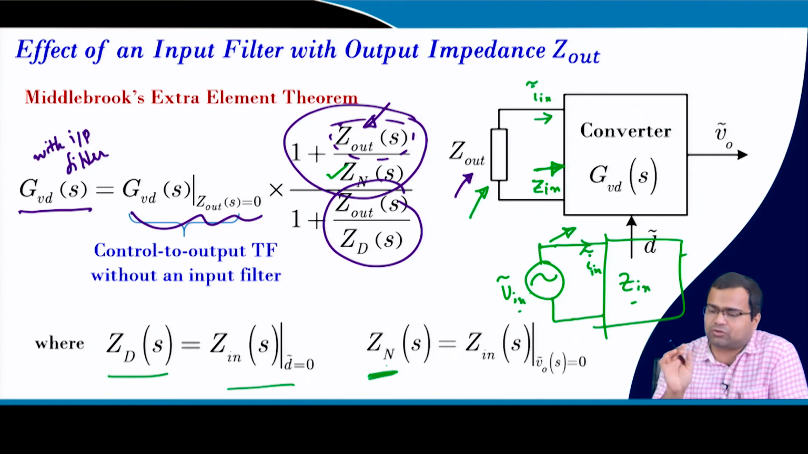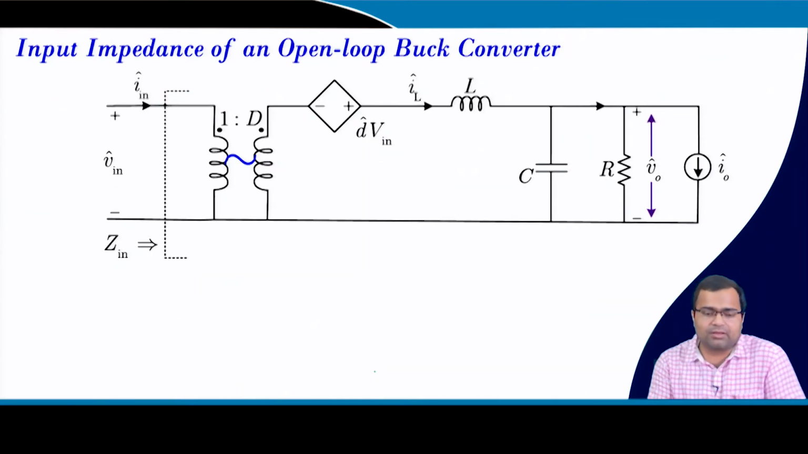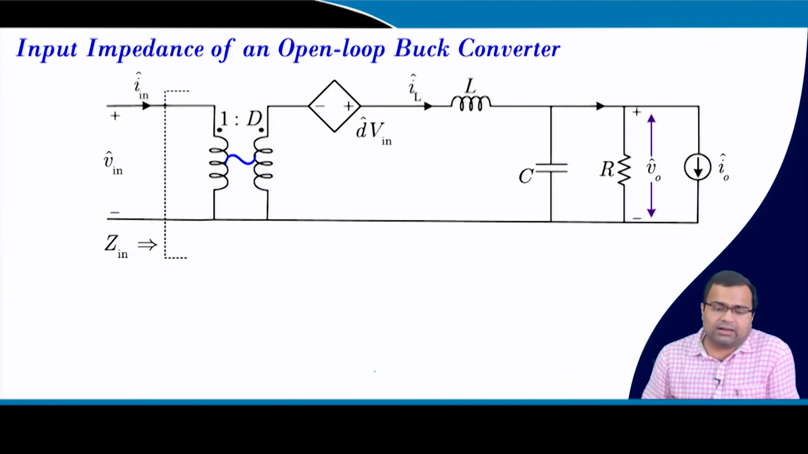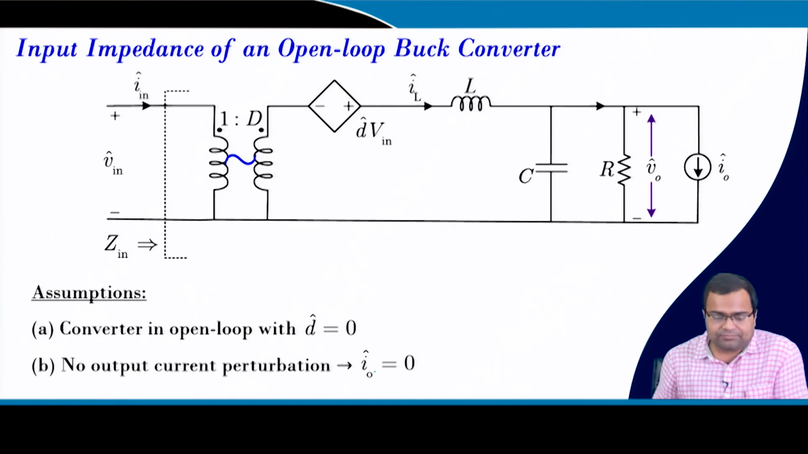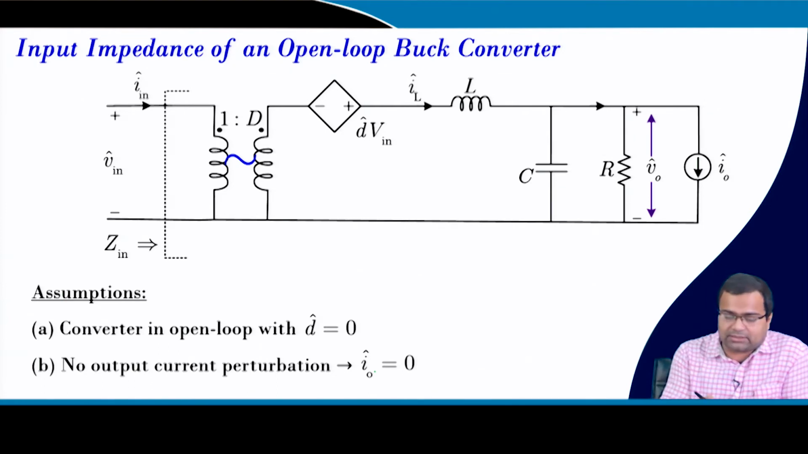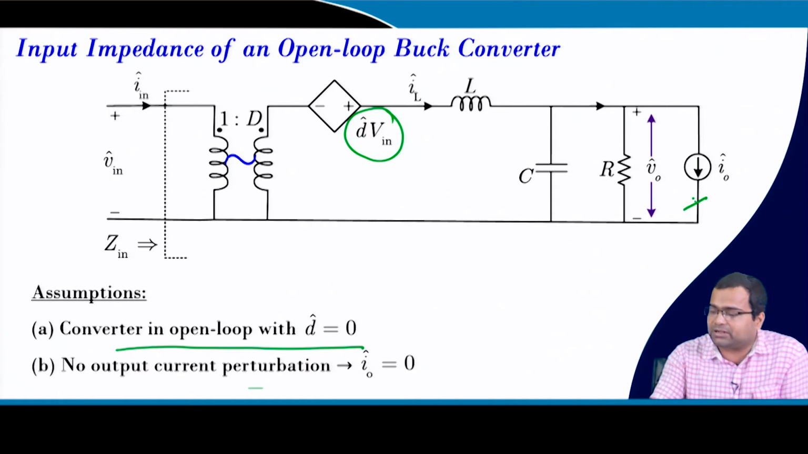And if you do such a control technique and excite, whatever impedance you will measure, that will be Zn. How to find out Zn? First of all, for the input impedance of a buck converter, we already have an equivalent circuit model and we know how to derive it, right. But in the first case, if the converter is in open loop, then this term will go away. That means it will be shorted, no output current perturbation.